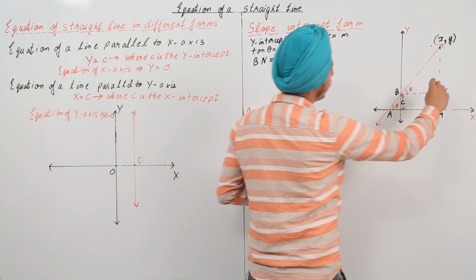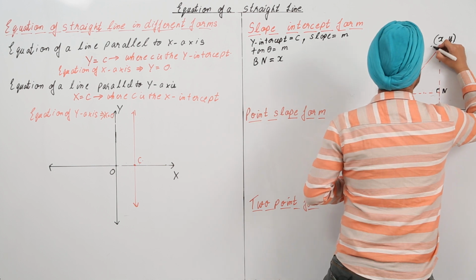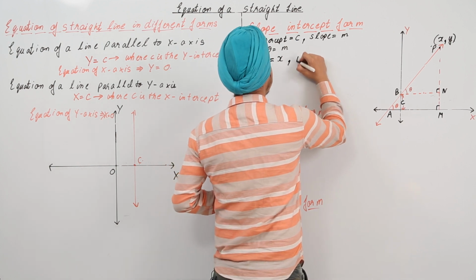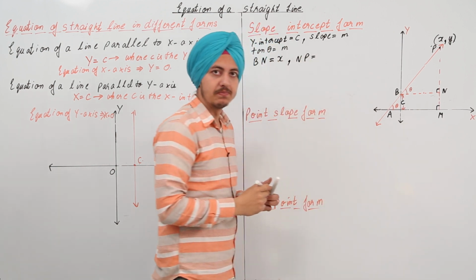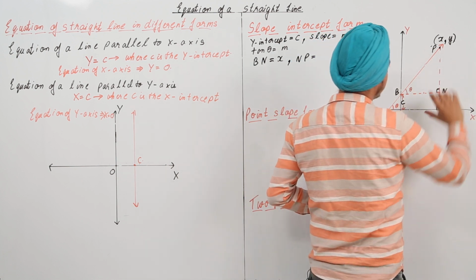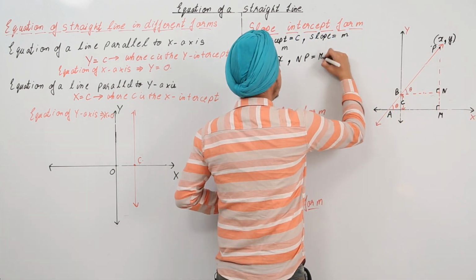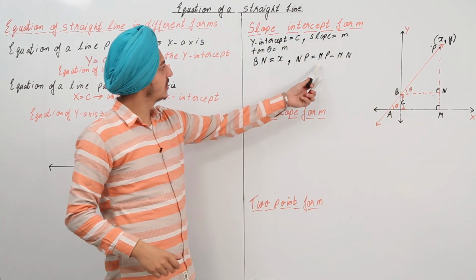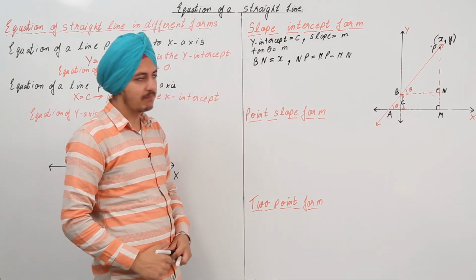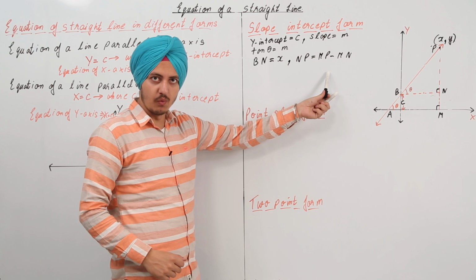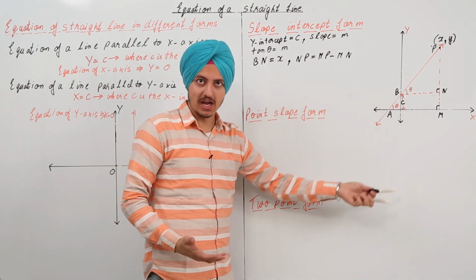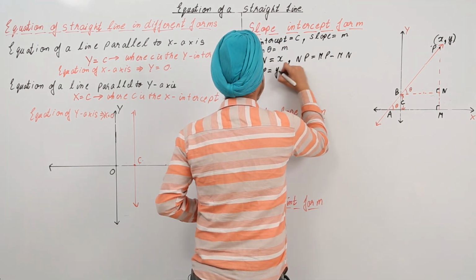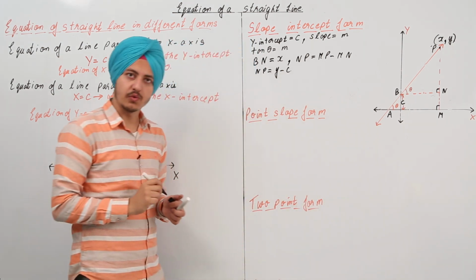Tell me the length of, let's say that this point is point P, tell me the length of NP. What is the length of NP? This whole MP is equal to y, right? First of all, NP is equal to MP minus MN. Am I right? So what is the length of MP? MP is y and MN is c. So NP is equal to y minus c. This is what we get, right?